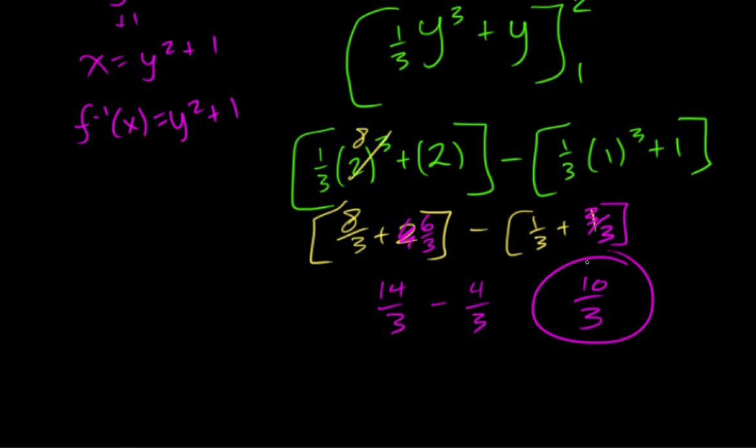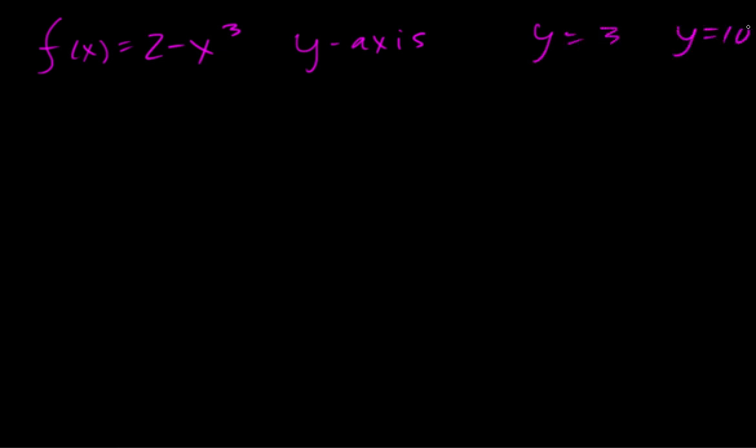Okay, the next one. f of x is given as this, and we're doing it between the y-axis and y equals 3 and y equals 10. This is going to be very similar. We just find the inverse to this.